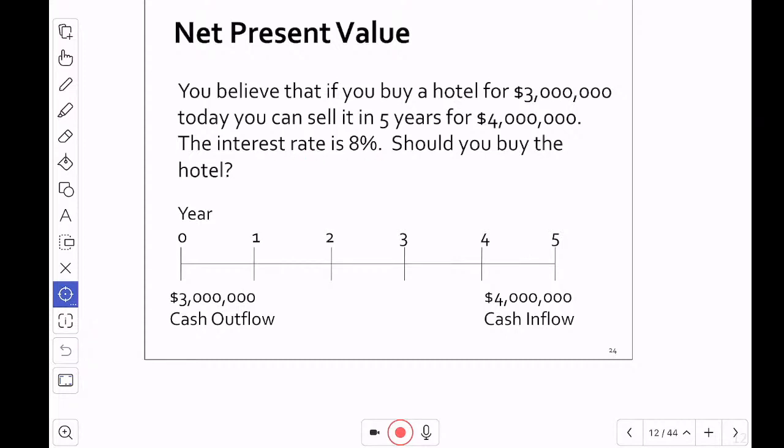So if you're aware of all of this, aware of this 8% prevailing interest rate, and you believe this is a deal you can make, which one should you do? That's how a finance student should think about this. So how do you figure this out?